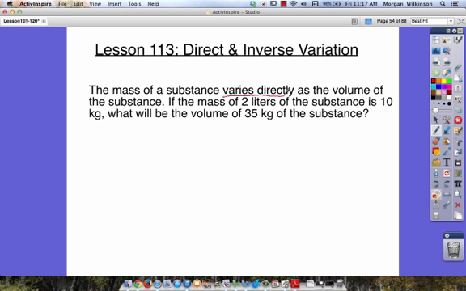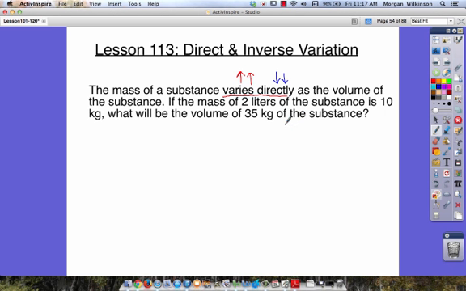And in order to solve this, we need to know that varies directly means as one thing goes up, the other thing goes up. Or if we look at it in the opposite way, if one thing goes down, the other thing goes down. That means varies directly, up and up, or down and down. So in this one, there's a couple different ways we could solve it. One way would be to use a proportion.